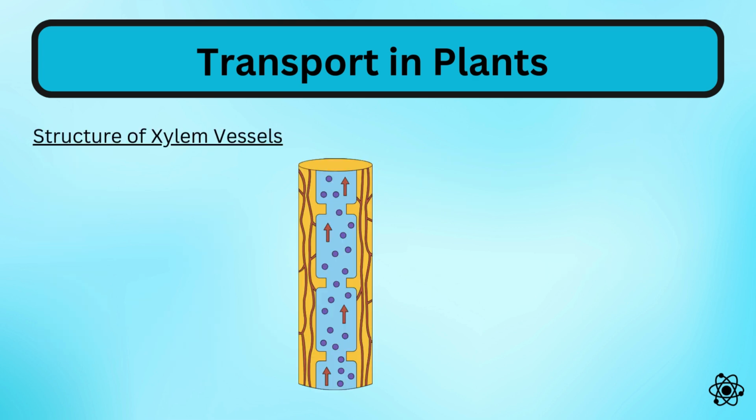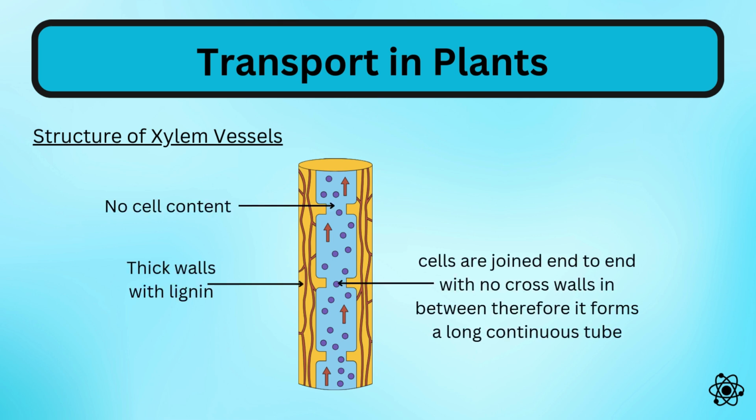So, how does the structure of xylem vessels relate to their functions? The xylem tissues have no cell contents, that means there are no cell organelles. These cells are joined end to end with no cross walls in between. Therefore, it forms a long, continuous tube. These two structural adaptations allow the xylem to form an uninterrupted tube through which water can pass easily.